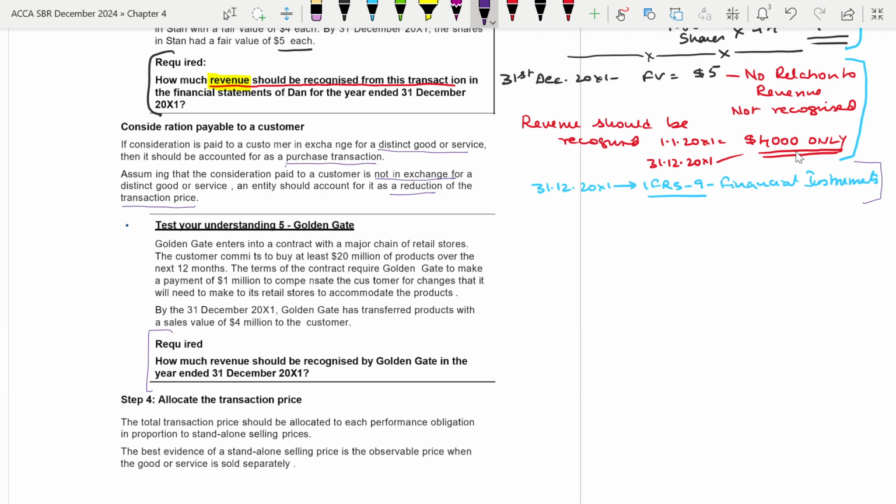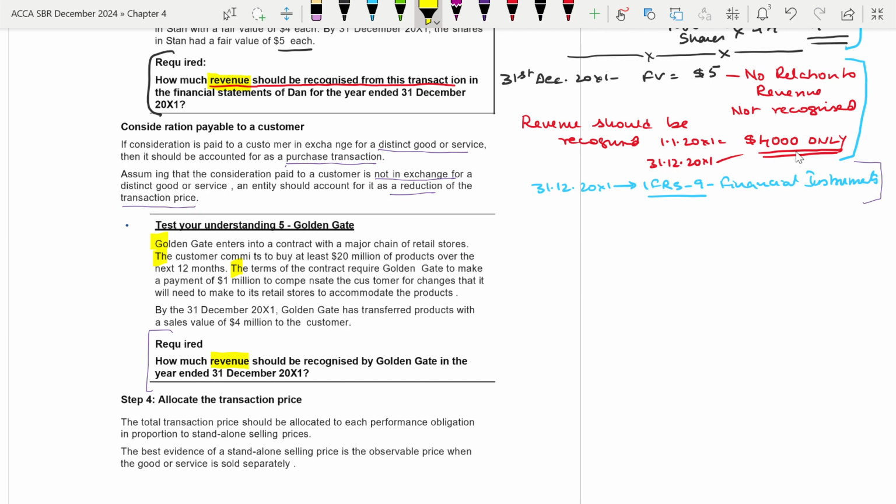How much revenue? Keep it in mind, that's very important. We are only talking about the revenue. How much revenue should be recognized by Golden Gate in the year ended 31st December? Golden Gate enters into a contract with a chain of retail stores. The customer commits to buy 20 million of products over the next 12 months. The terms of the contract require a payment of 1 million to compensate the customer for changes that it will need to make to the retail stores to accommodate the product.